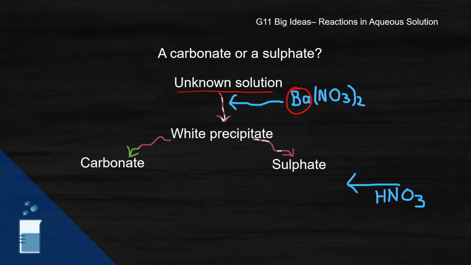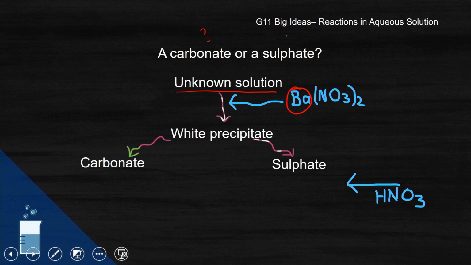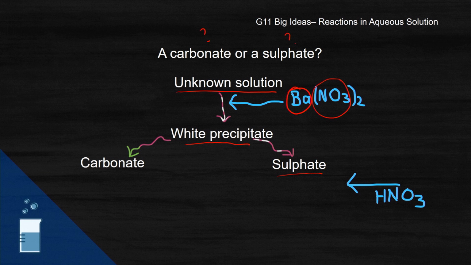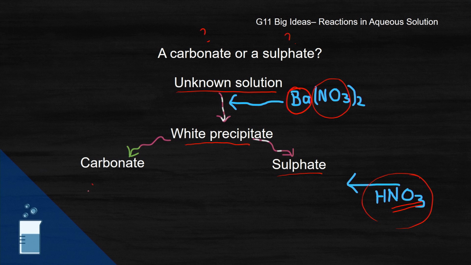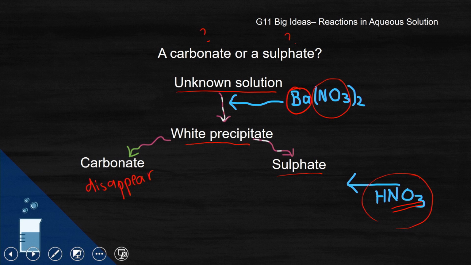So if we have an unknown solution, and we don't know whether it's a carbonate or a sulfate, we're going to add barium nitrate because the nitrate is soluble. A white precipitate forms. It can either be a carbonate or it can be a sulfate. What's the trick? To distinguish them, we need to add the acid, nitric acid, and the reason why we use nitric acid is because the nitrate is soluble, it's not going to interfere in the production of precipitate. The carbonate is going to disappear, forming the gas, whereas the sulfate will remain.